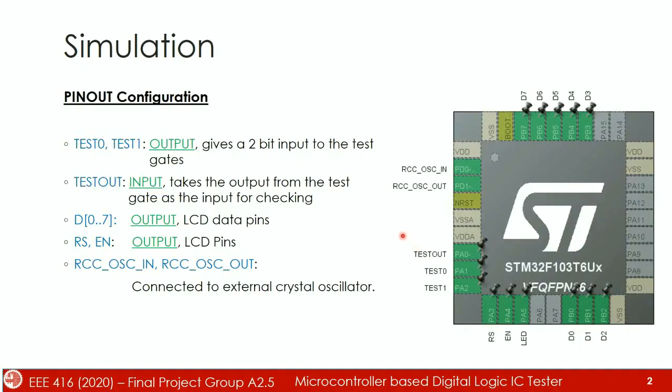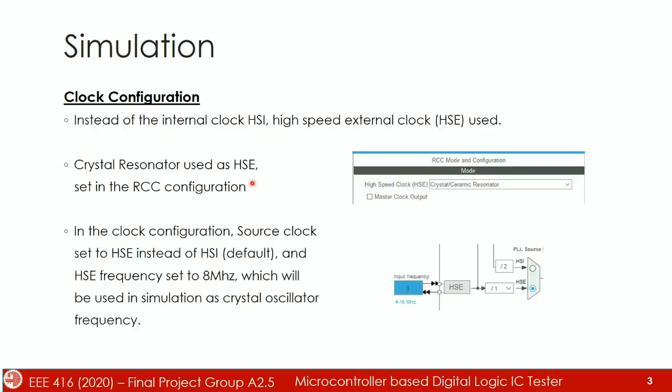In the pinout configuration, we set different pins as input and output as required for our project. Firstly, we have the test 0 and test 1 pins set as output, which give the 2-bit input to the test gates. Then we have the test out pin set as input, which takes the output from the test gate for checking purposes. The D0 to D7 pins are connected to the LCD data pins. The RS and EN pins are set as output and connected to the respective LCD pins. Finally, we have the RCC oscillator input and output pins connected to our external crystal oscillator.